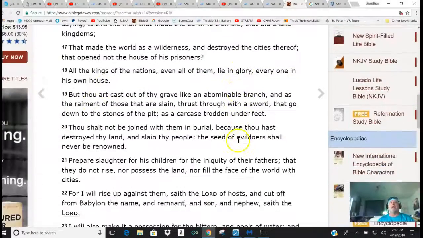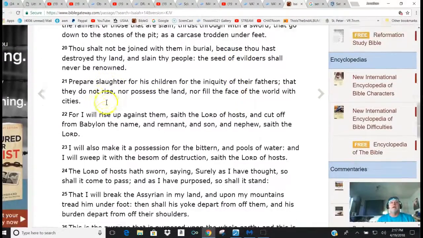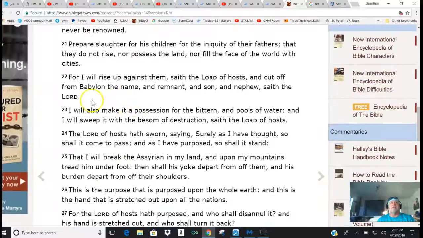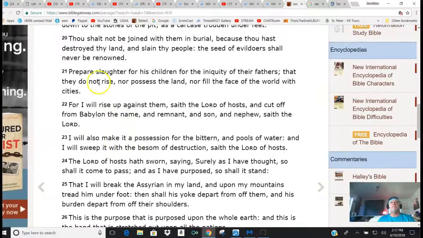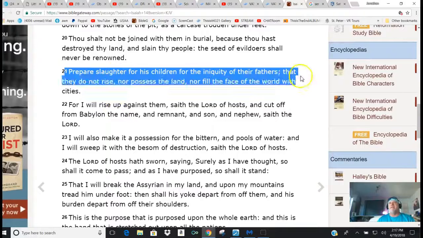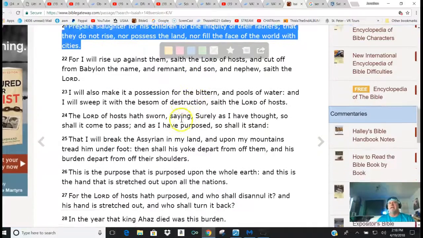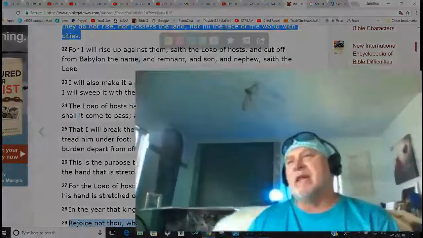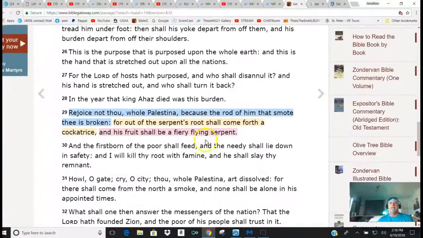And let me show you something here in Isaiah. I'm just going to jump around. Y'all can read the whole scripture for yourself. But prepare a slaughter for his children for the iniquity of their fathers, that they do not rise, nor possess the land, nor fill the face of the whole world with cities. Because they're the ones that have populated the whole place. The underground race has populated the entire thing, the host body system.